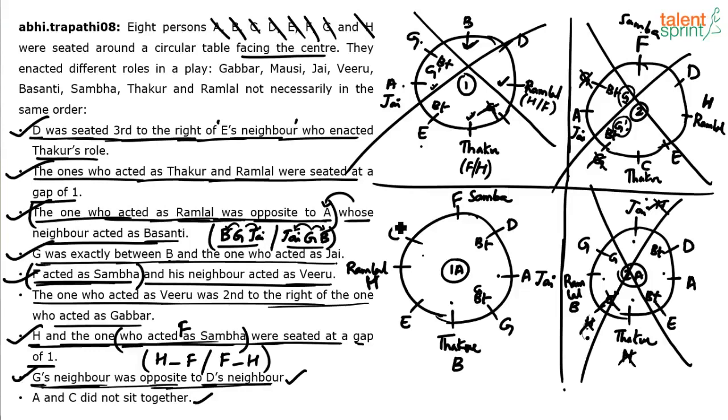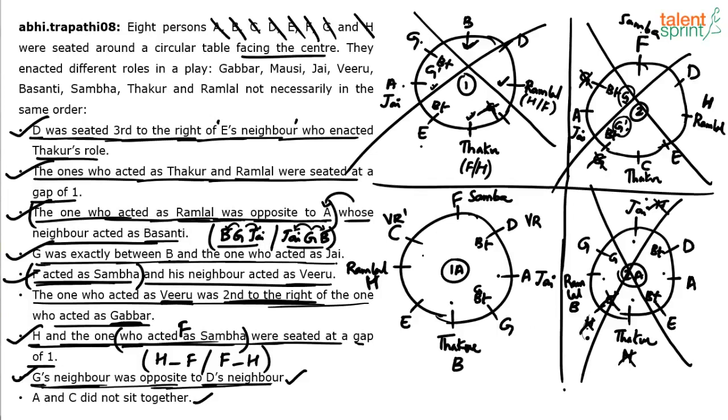Understand, Viru should either be C or D. Let's say this is Viru, VR, or this is Viru, VR dash. Viru should be one of these two. Now I know that Viru was second to the right of Gabbar, so Gabbar was second to the left of Viru. All the persons are facing center, right? So let's say Viru is this position. Gabbar should be second to the left of Viru. First and second. Gabbar should come here.